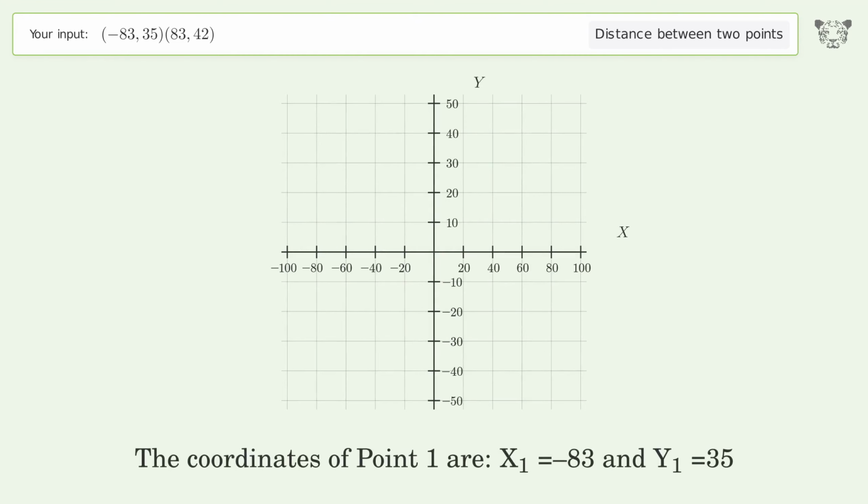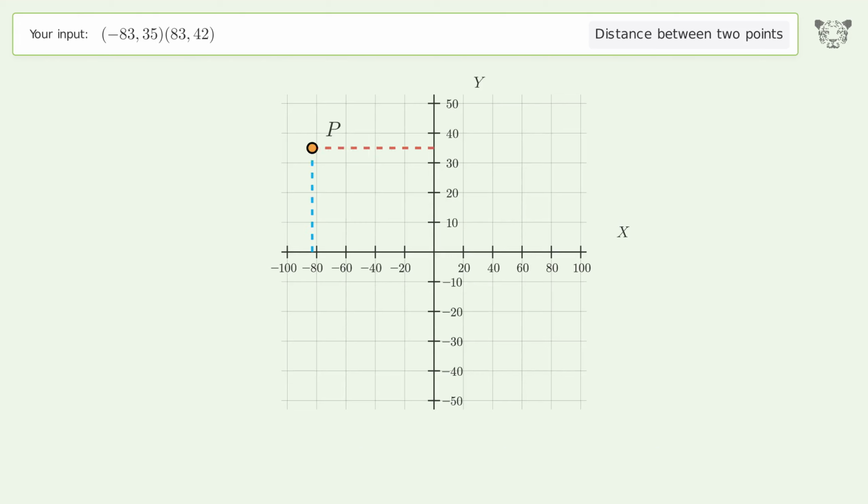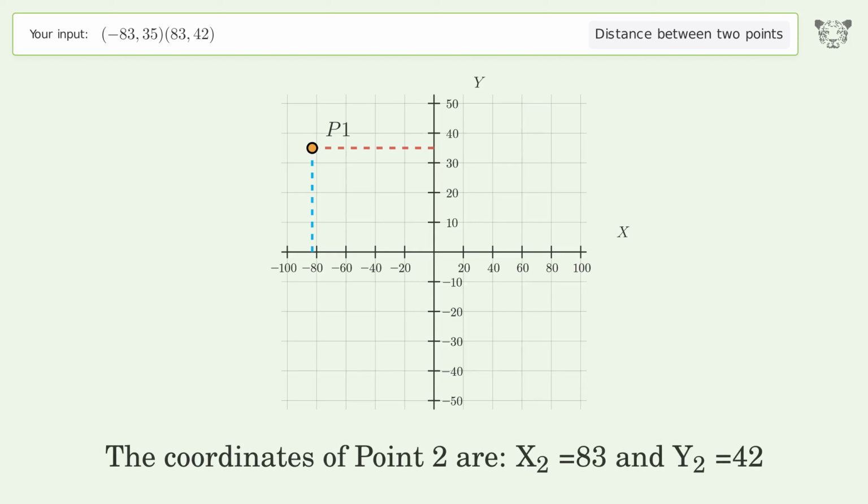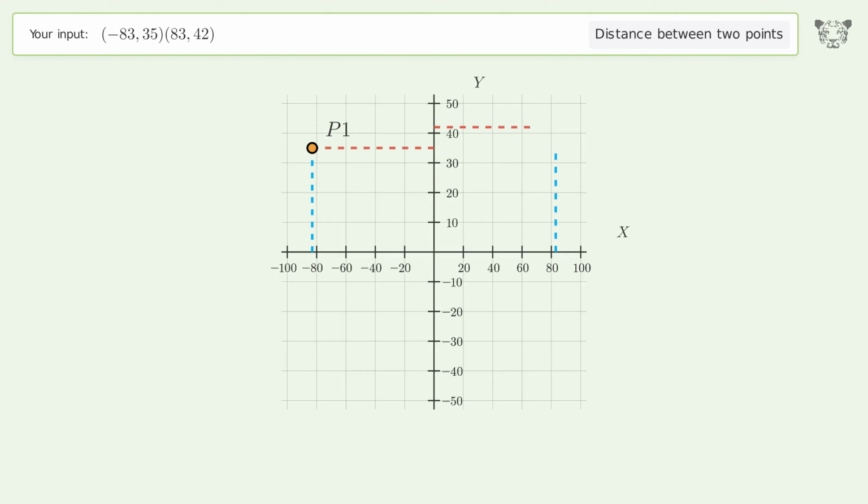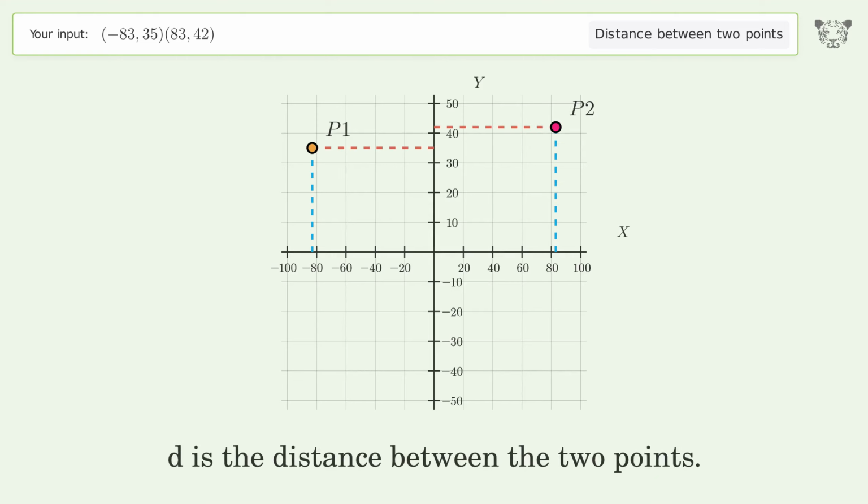The coordinates of point 1 are x1 equals -83 and y1 equals 35. The coordinates of point 2 are x2 equals 83 and y2 equals 42. D is the distance between the 2 points.